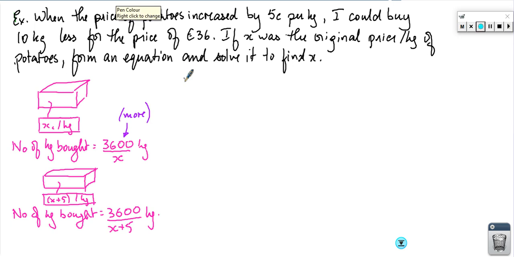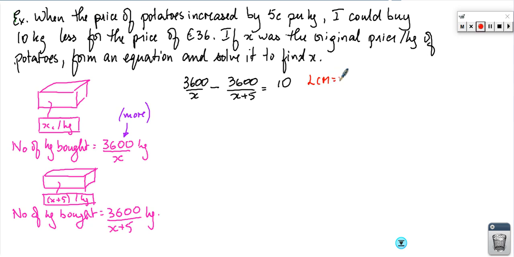So the difference in kilograms, so 3,600 on x minus 3,600 on x plus 5 is equal to 10 kilos. That's the difference in the number of kilograms bought. And there you have your equation. Now we can solve that equation as usual.